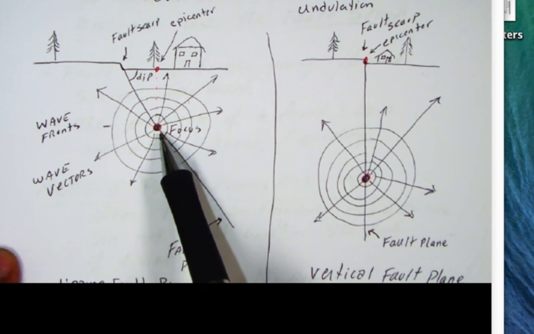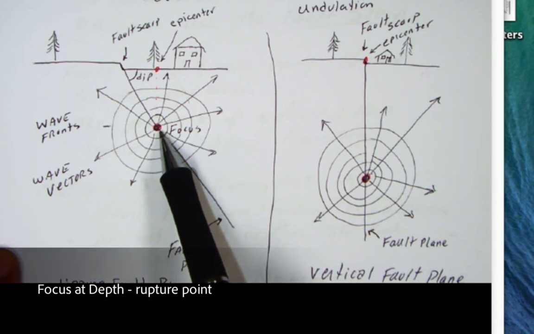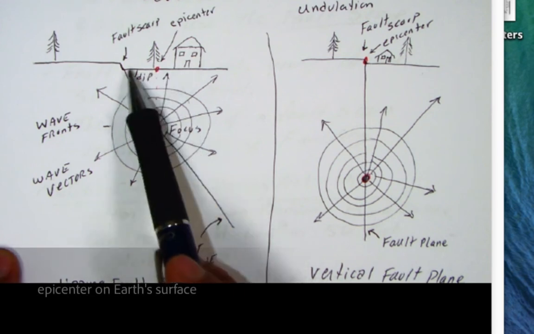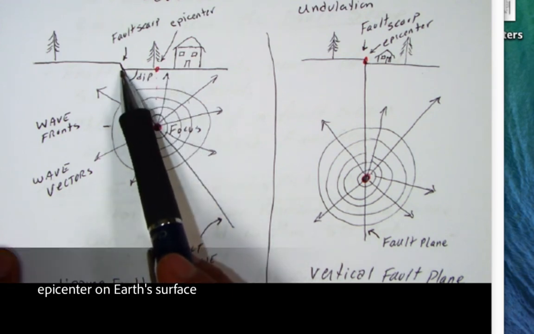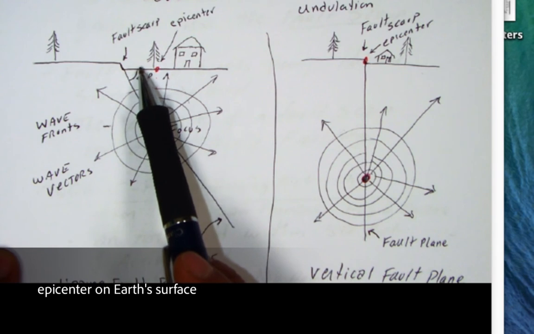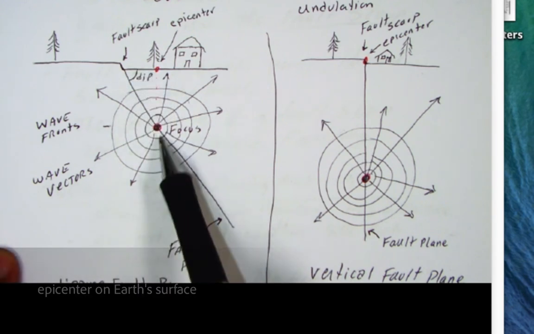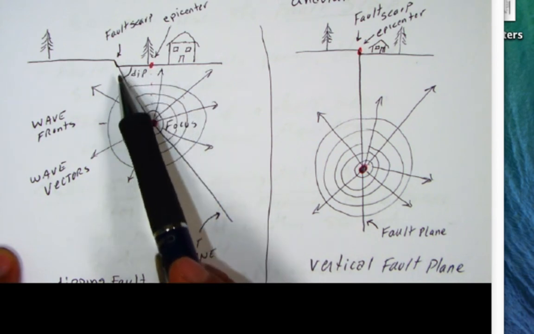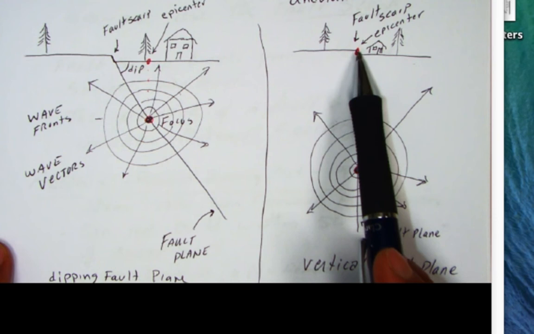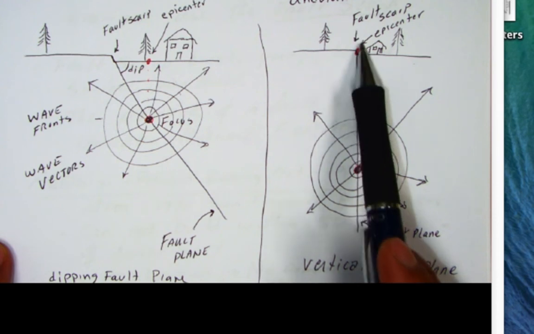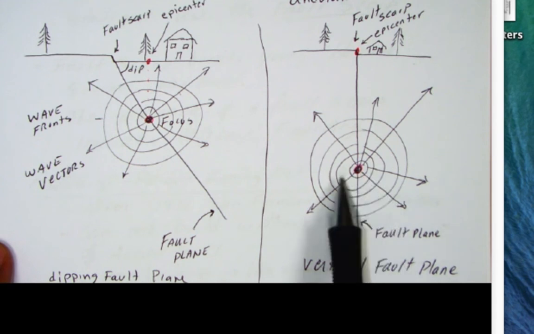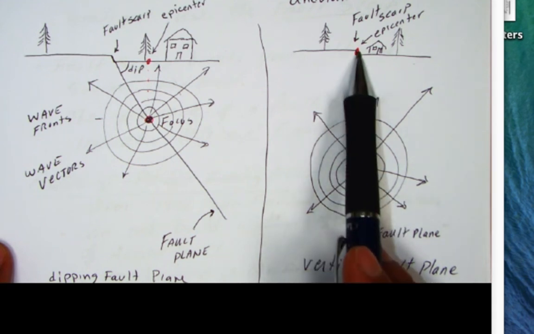The focus will always occur at depth. And then the point directly above that focus is what we call the epicenter. So in this example, the epicenter does not coincide with the surface trace of the fault. So with faults that are dipping not at 90 degrees, something less than 90 degrees, you'll find that the epicenter will not coincide with the fault. The only time you'll get an epicenter to coincide with the surface trace of the fault, in this case right at the fault scarp, is if you have a vertical fault. In this case, the focus is down here, and then you see right above it the epicenter on Earth's surface.